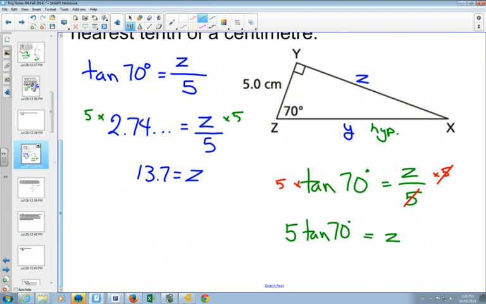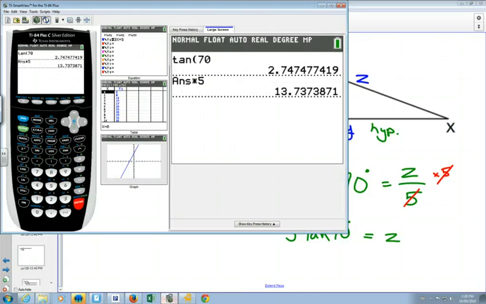And if you just write two things right beside each other, that means multiplication. You don't need to put an x in there. If you like to put a little dot in there, you can, but you don't need to do that either. And you can type this whole thing into your calculator all at once. 5 tan 70. And you get the exact same answer.